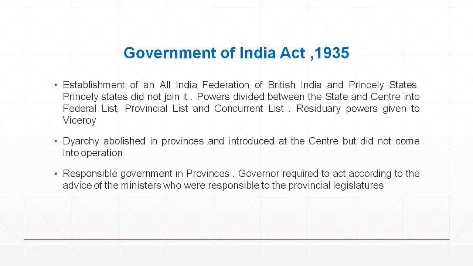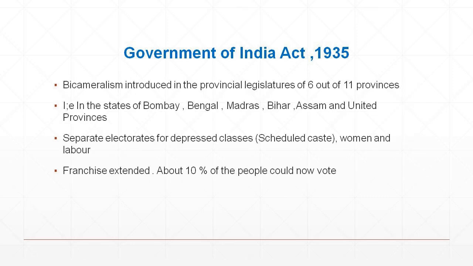And diarchy was abolished. Point number three, it provided for the adoption of diarchy at the center. Now the diarchy moves from the provinces to the center. Consequently, the federal subjects were divided into reserve subjects and transfer subjects. However, this provision of the Act did not come into operation at all. Just like the All India Federation with British India and the princely states, this particular provision of the Act did not materialize at all. Fourth, it introduced bicameralism in 6 out of the 11 provinces.